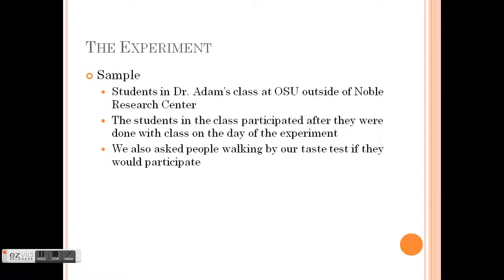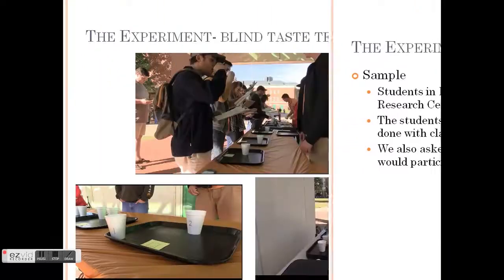The experiment took place on October 16th outside of the Noble Research Center on the OSU campus. The sample for our survey was acquired by using another Ag Econ class. Students from Dr. Adams' Ag Econ class participated in our experiment after they were done with class. We also asked people as they were walking by our experiment if they would like to participate. The latter method yielded only a few participants, not very many.